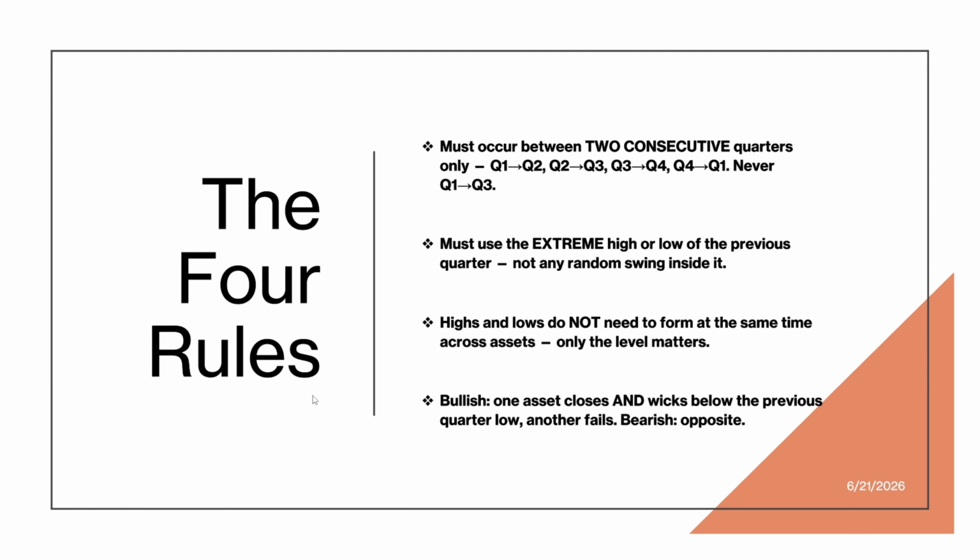The four rules. First, it must occur between two consecutive quarters only. For example, Q1 and Q2, Q2 and Q3, Q3 and Q4, or Q4 and Q1, never Q1 and Q3. Let's jump into the charts and show you how to understand it deeply and how to use it.